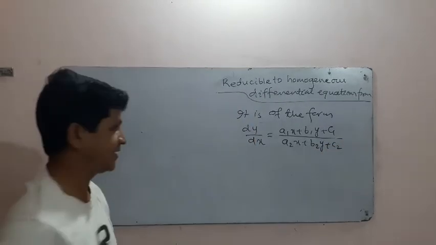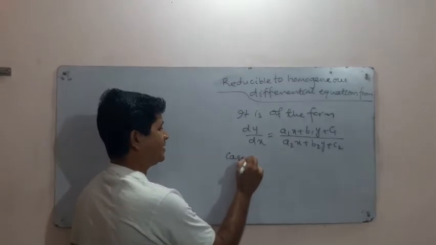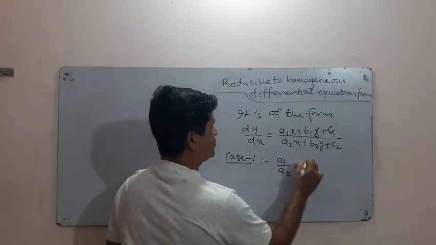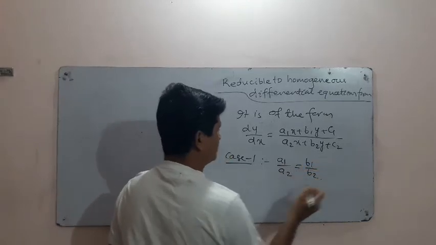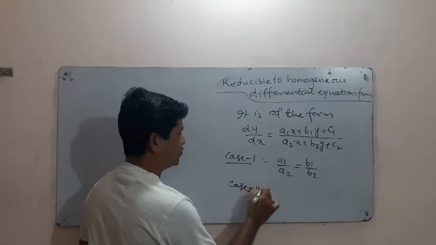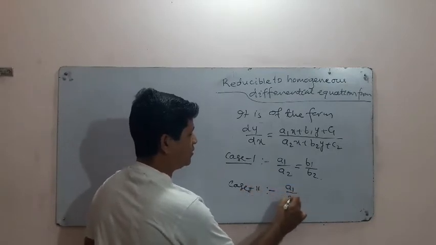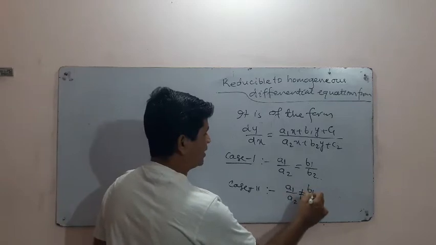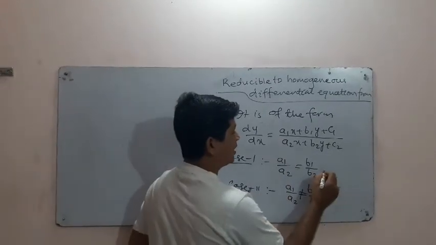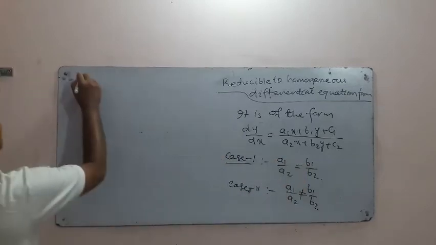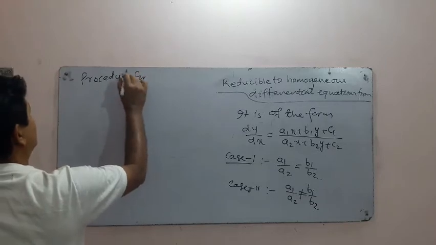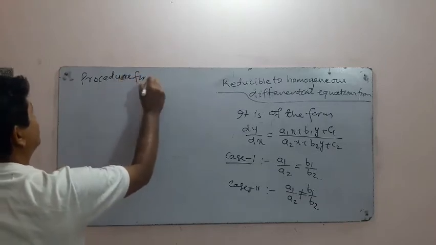It has two cases. Case 1, a1 by a2 is equal to b1 by b2. Case 2, a1 by a2 not equal to b1 by b2. In case 1, what will be the procedure? Procedure for case 1.